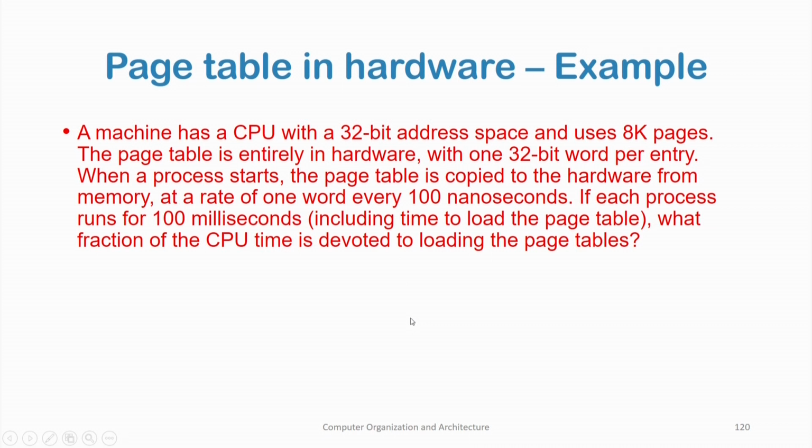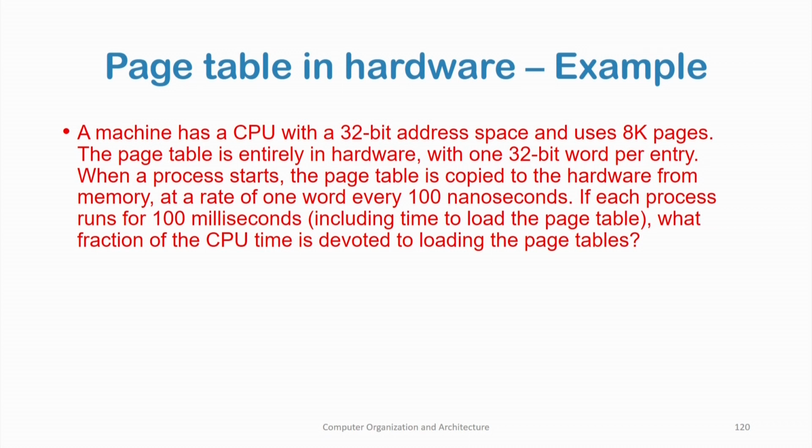The page table is entirely in hardware with one 32-bit word per entry. When a process starts, the page table is copied to the hardware from memory at a rate of 1 word every 100 nanoseconds. So, therefore, the page table is in hardware. So, we are trying to look at what is the problem for big computers, in a 32-bit computer, if the entire page table is in memory.